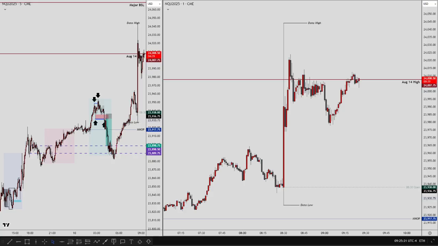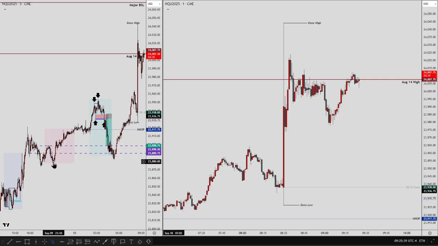What if the data high is swept? Do we wait for ATM, or do we have the data low as target? ATM model. We're looking at silver bullet, man. How can we use mitigation blocks to draw liquidity? Excellent question.